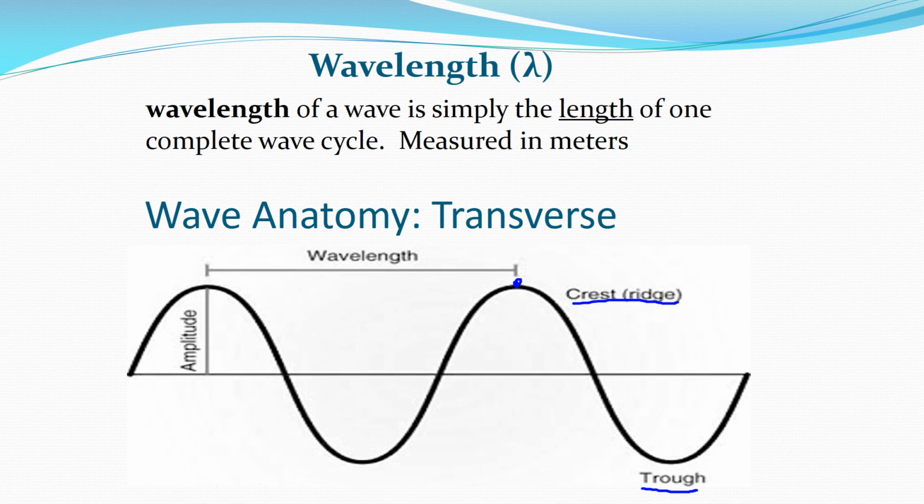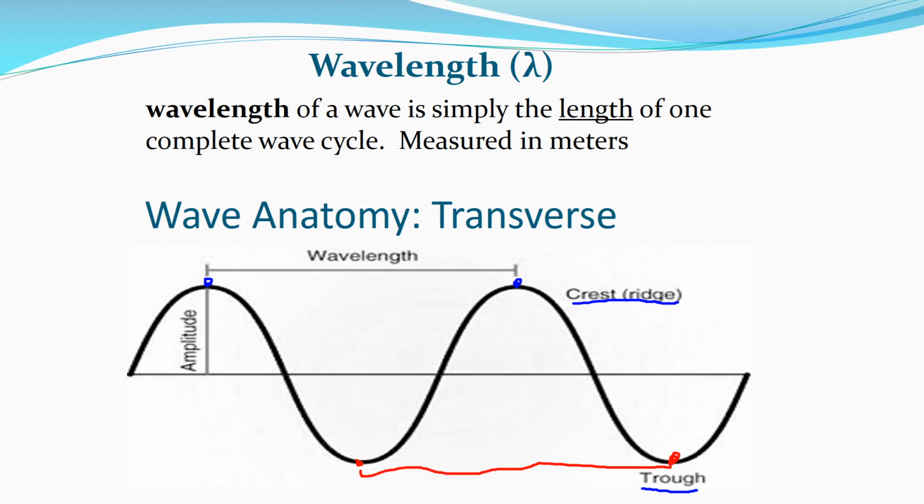So one wavelength, we could measure it from crest to crest. And it doesn't matter which crest we have. We can also measure it from trough to trough. This would be the same distance if we used a ruler to measure it.